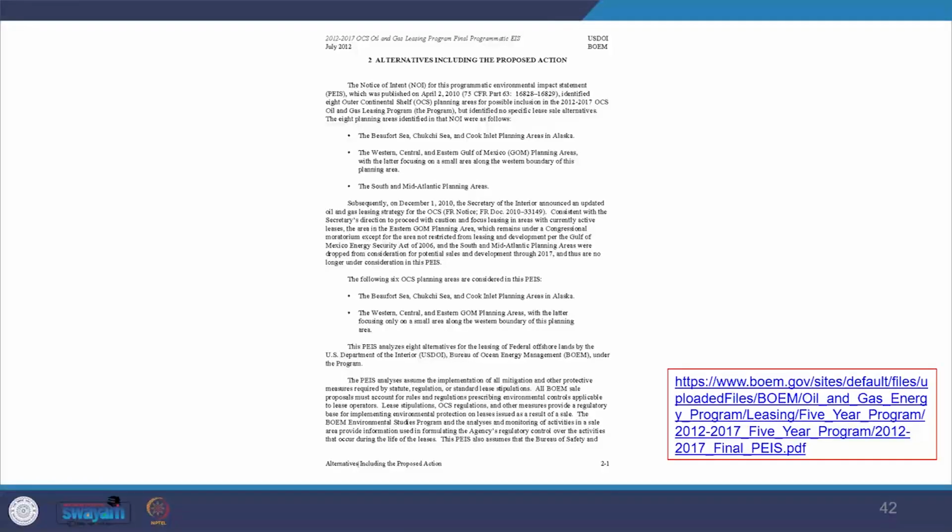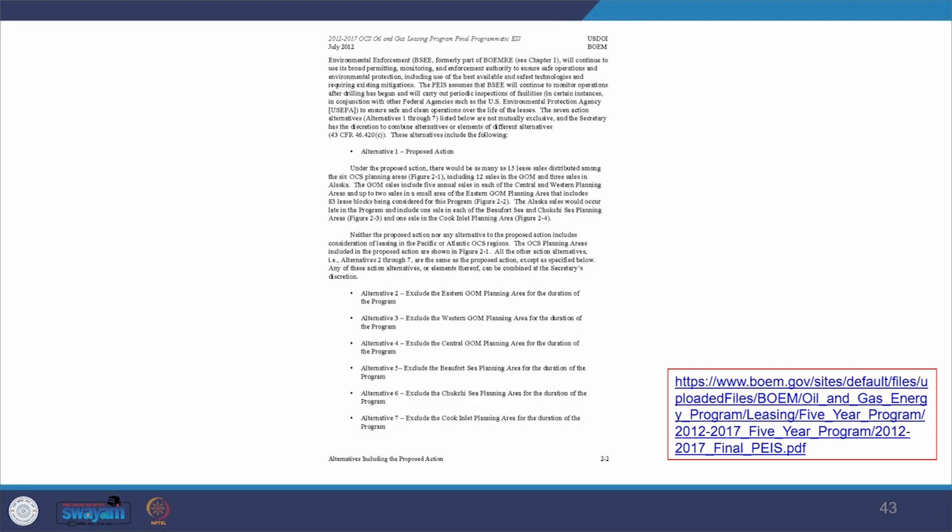So here you can see they are discussing the alternatives included in the proposed actions. You see they had 8 planning areas, and then they had 8 alternatives, and the 8th alternative, if you see, is the null situation where they do nothing. So here also the number of alternatives is large, like we said, compared to EIA. In SEA you have a larger number of alternatives which are discussed here.